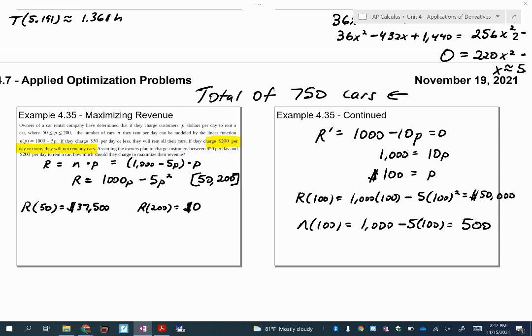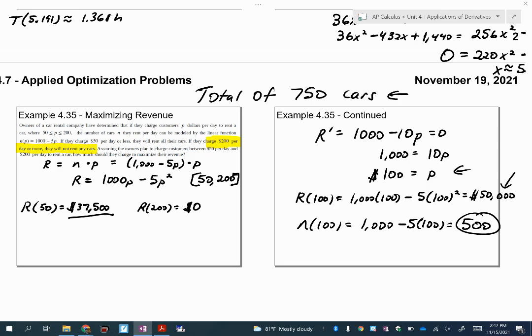But we only make $37,500. If we price at $100 per day, we're not going to rent all of our cars. You'll notice that we're renting only 500 of the 750 cars, but because our price is set to maximize revenue, we end up making $12,500 more, even though we didn't rent 250 of the total 750 cars that we have. So that just gives you a little context about this problem.